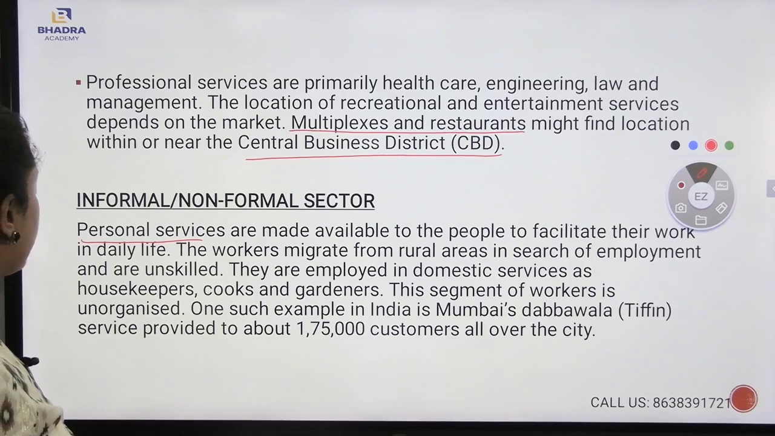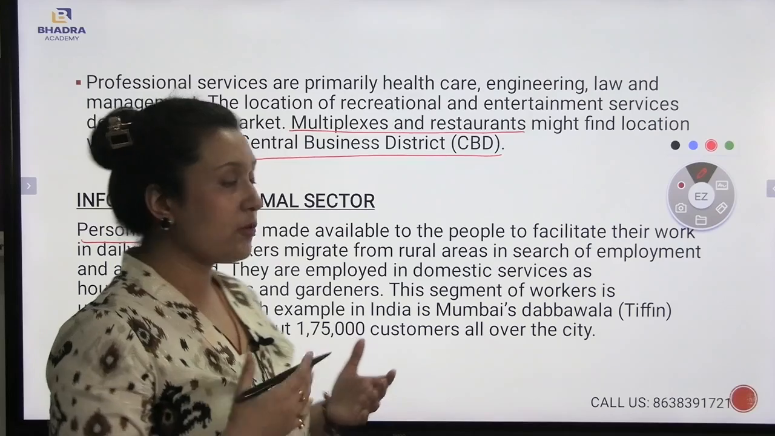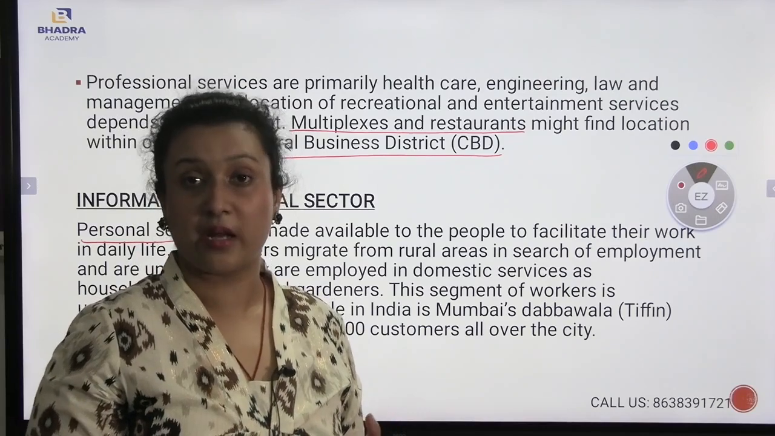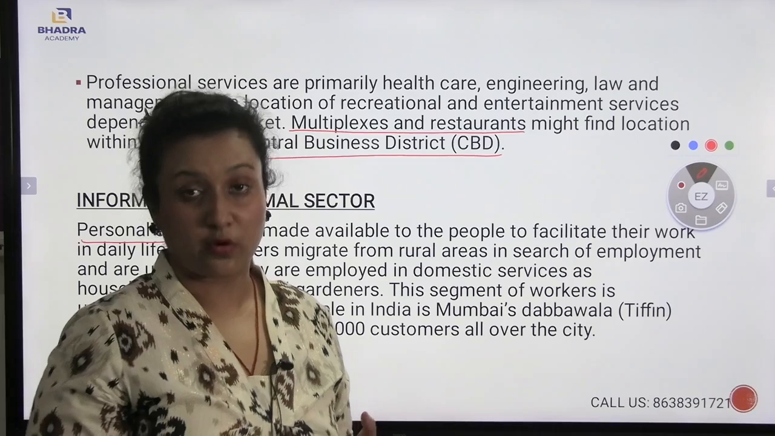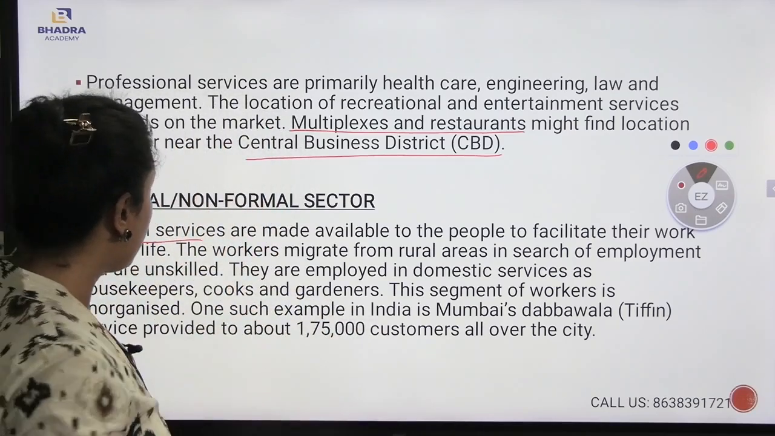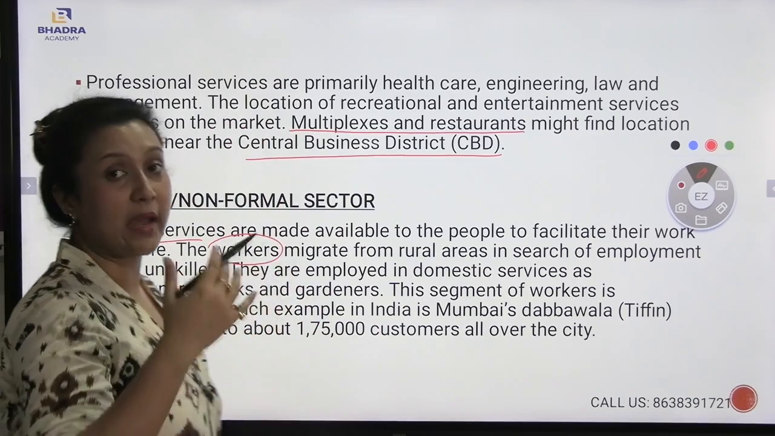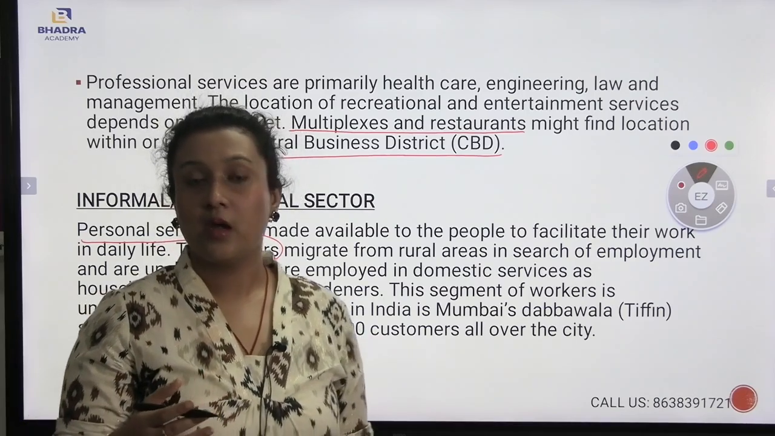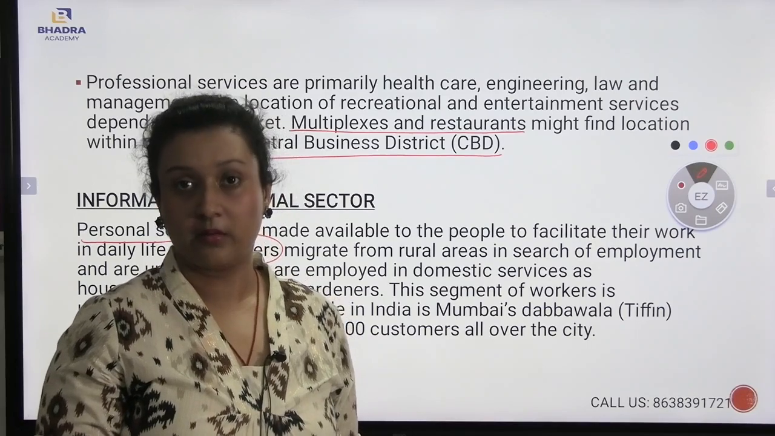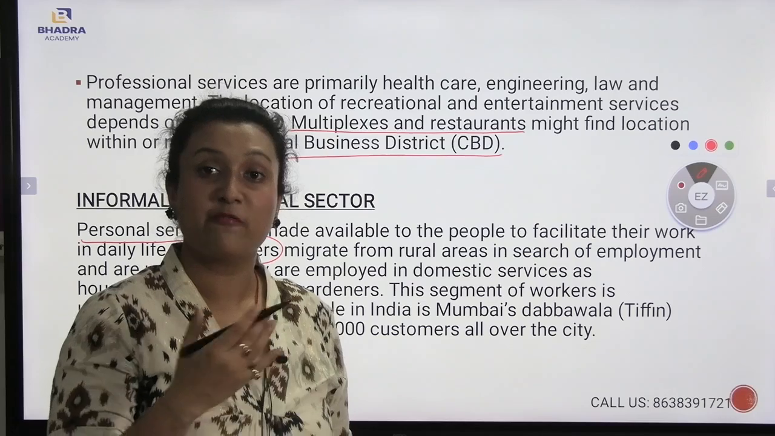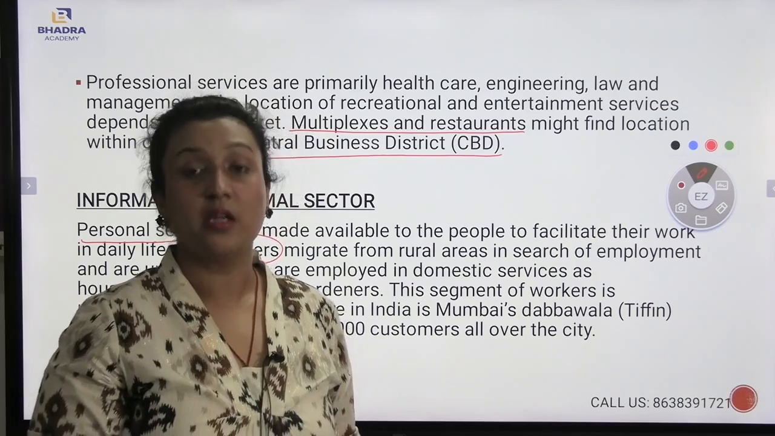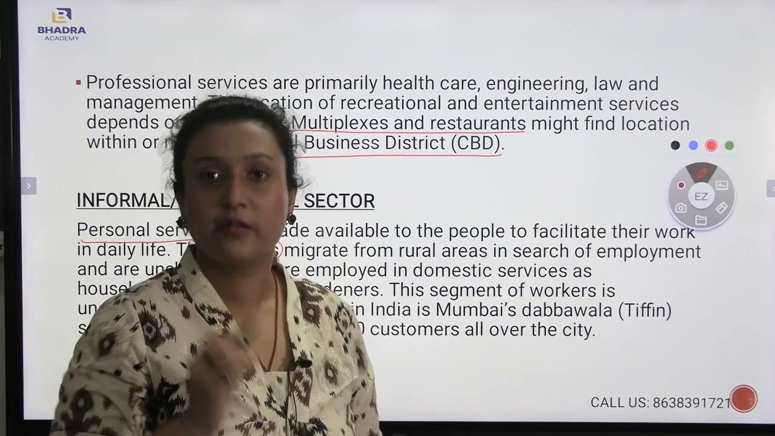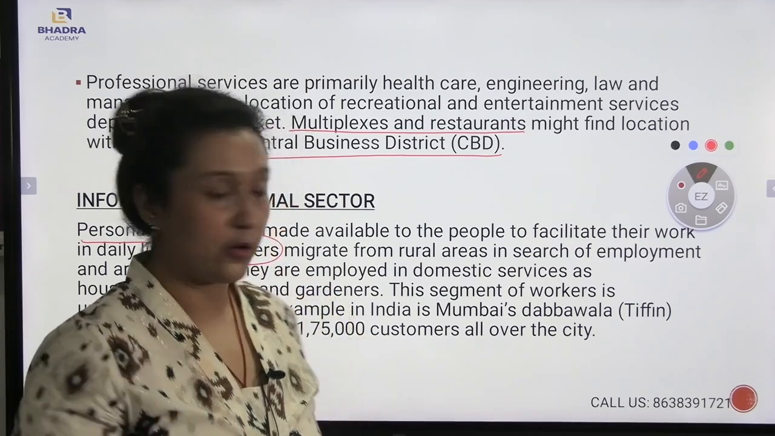The segment of workers is unorganized. If I talk about the non-formal sector and the informal sector, those are not at all organized. They are under the unorganized sector first of all. And second of all, those workers who migrated from the rural areas have temporary jobs. Sometimes they are also called seasonal employment. They are those who migrated from the rural areas and came to the city to search for a job. They find jobs so that they can earn something. These are known as seasonal employment.